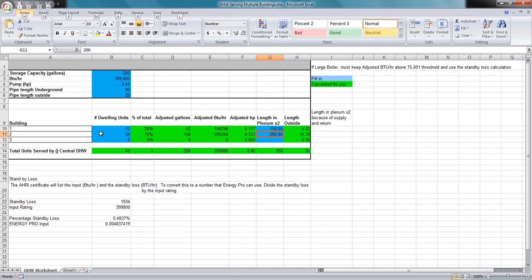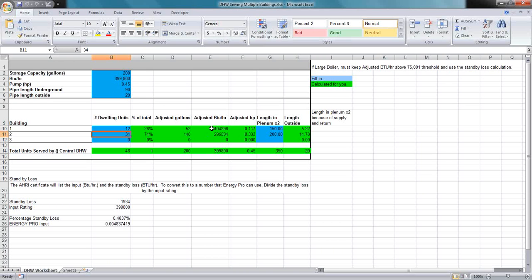So we have 2 buildings. The first building is 12 units. The second building has 34 units. And it splits it up accordingly to all the information you have in here. So length of pipe outside, length of pipe underground, your horsepower. It's important to remember your horsepower then is broken up as well. Adjusted gallons, adjusted BTU, and adjusted horsepower.